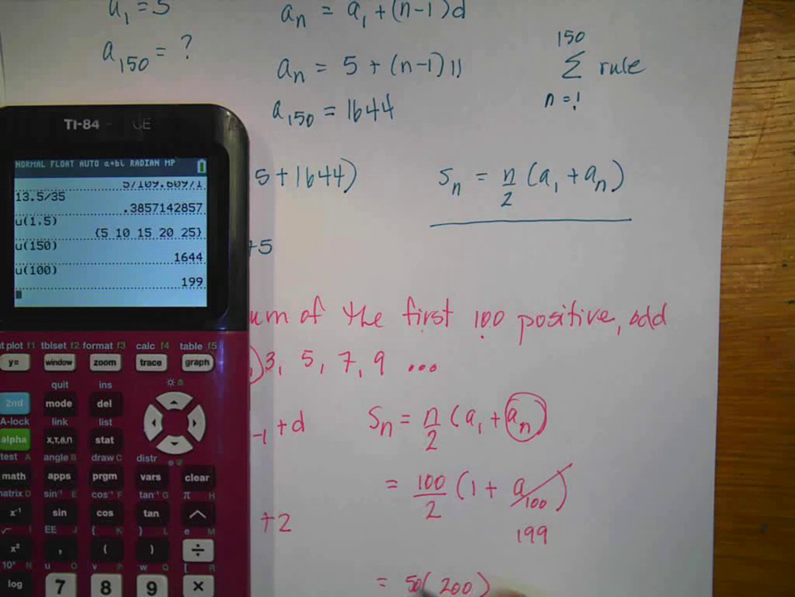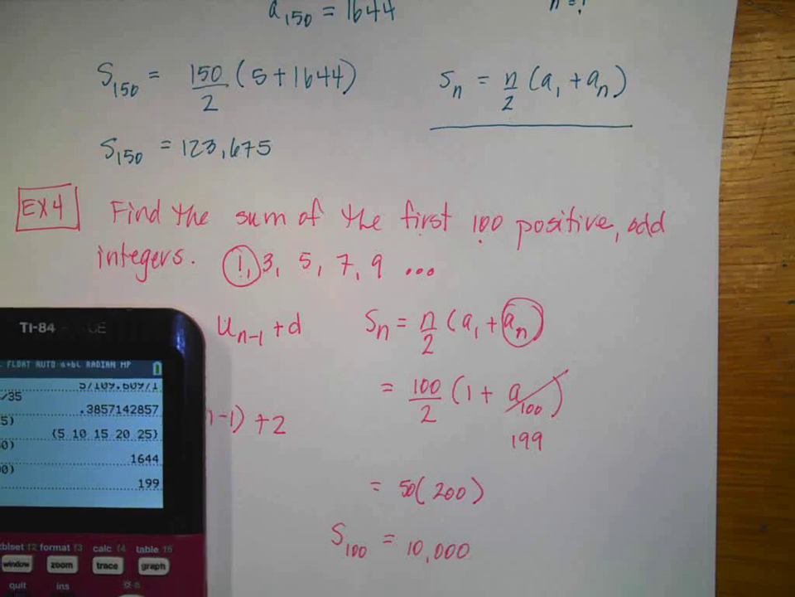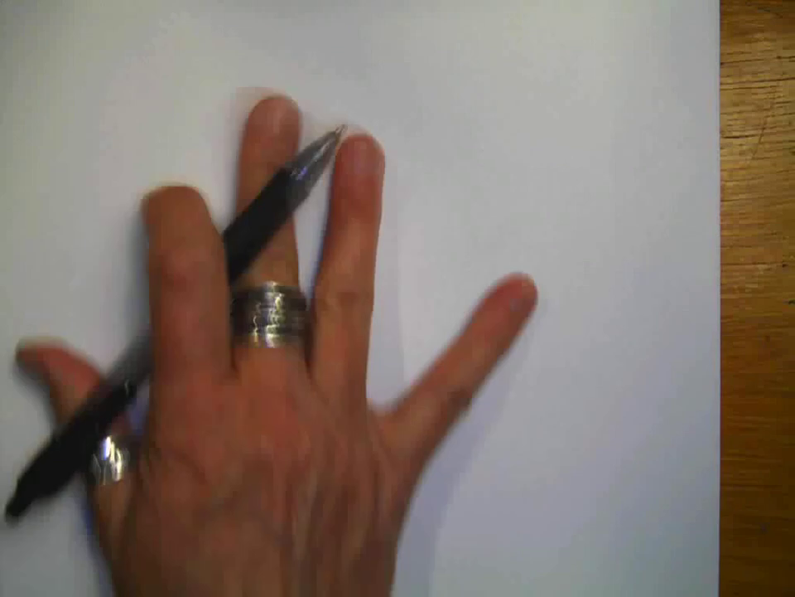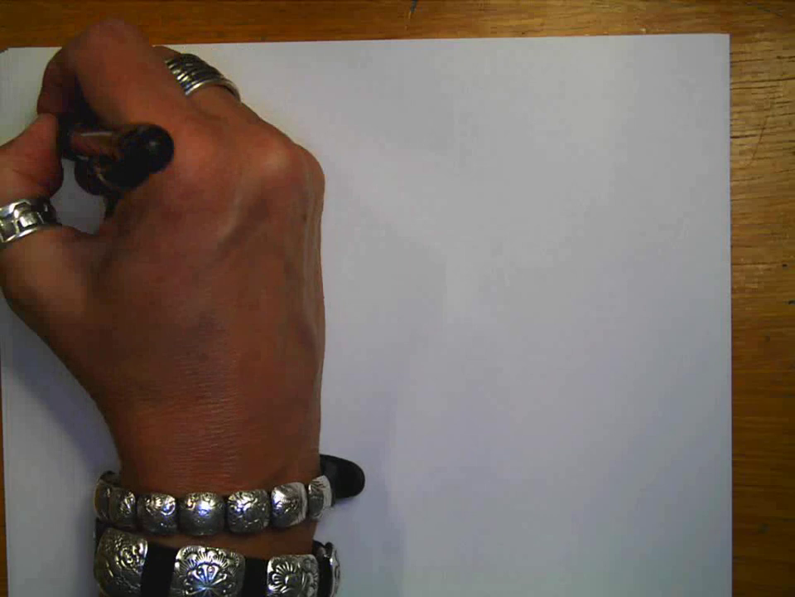So this is 50 times 200, right? And so, oops, I forgot the 0. So then S sub 100 is going to equal 10,000. Okay, that's kind of cool. Alrighty, there's that number down there. All right, I have one more example, and then we are done for today.